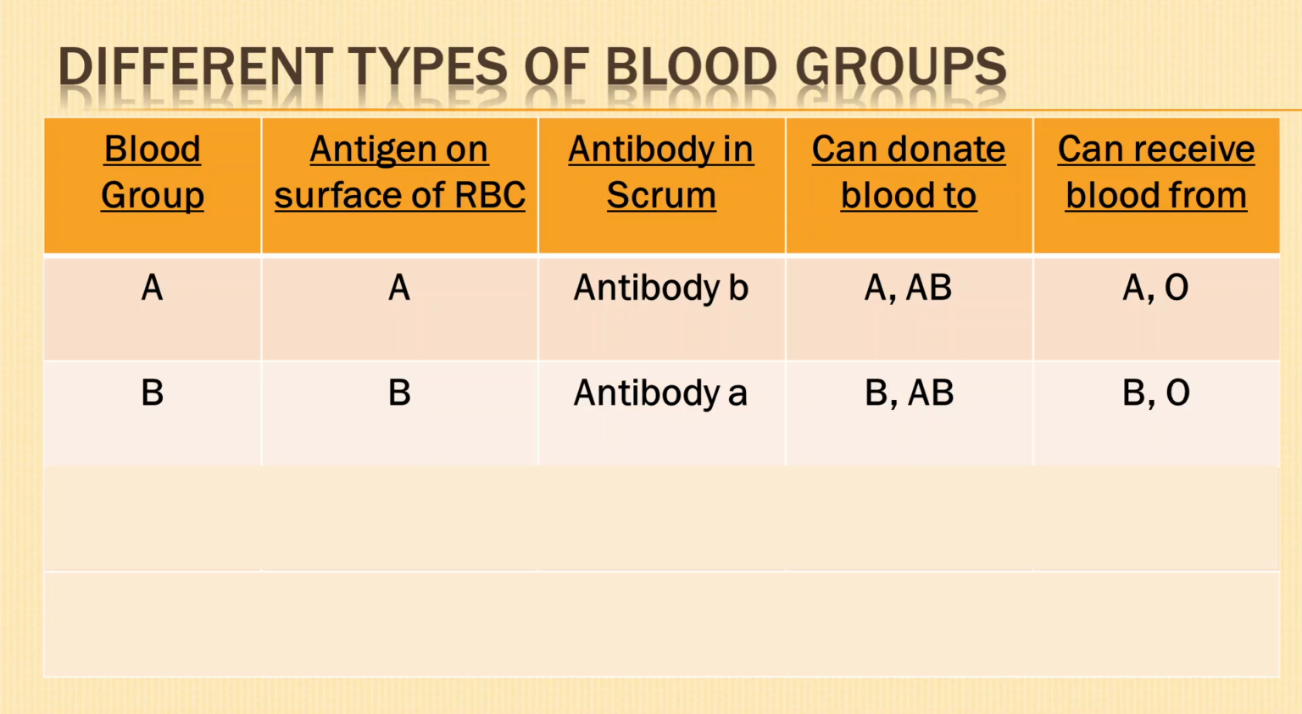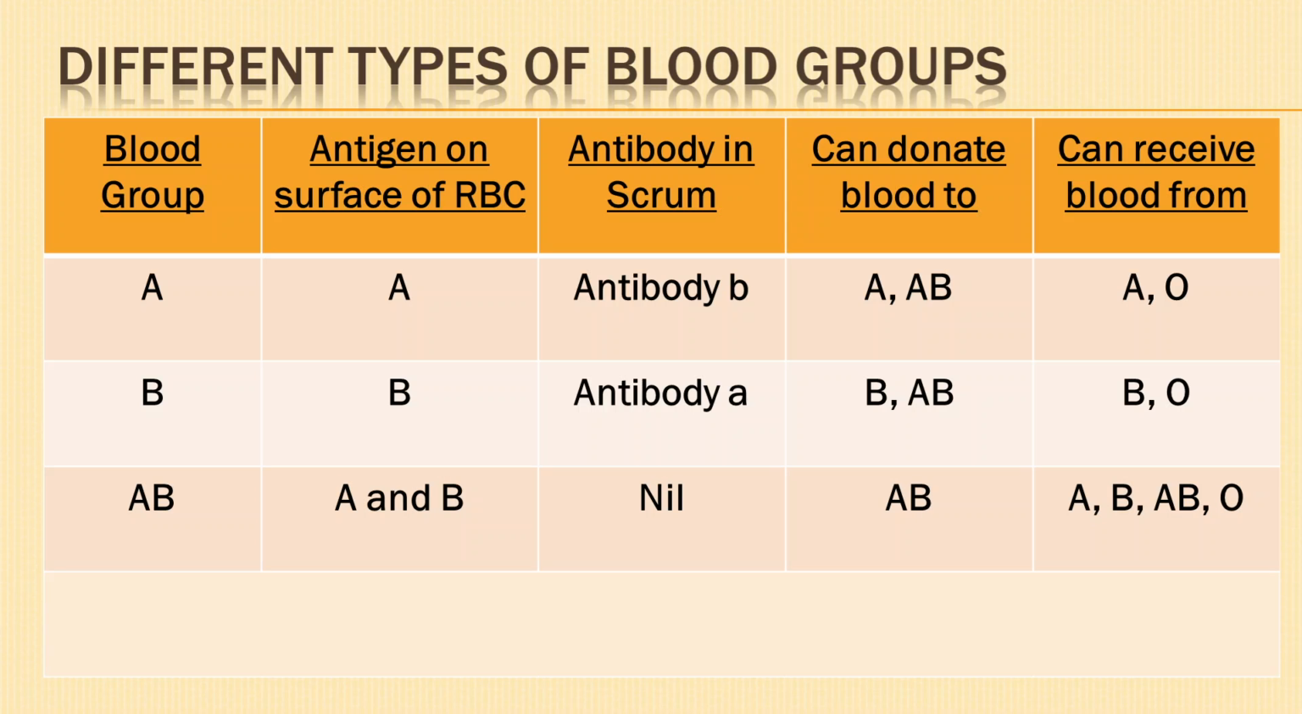Blood group B. The surface of the RBC contains B antigen and the plasma has A antibody. A person with blood group B can donate blood to a person with B or AB blood group and can receive blood from persons with B or O blood group.